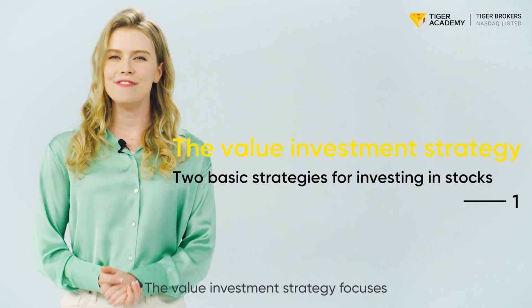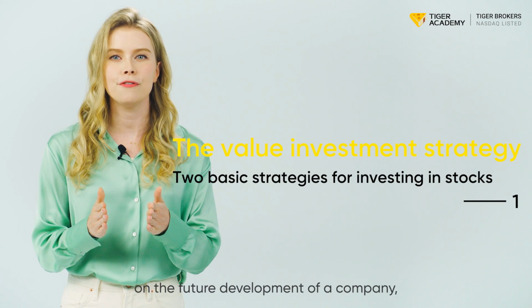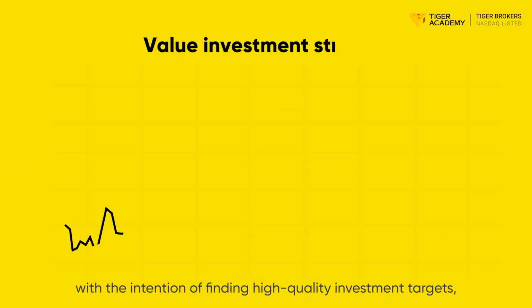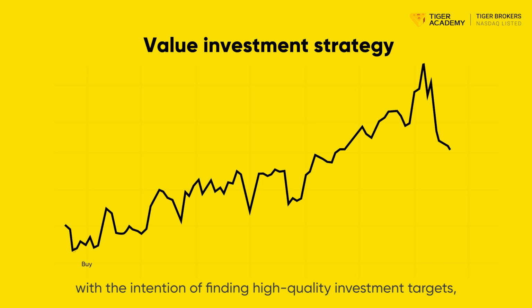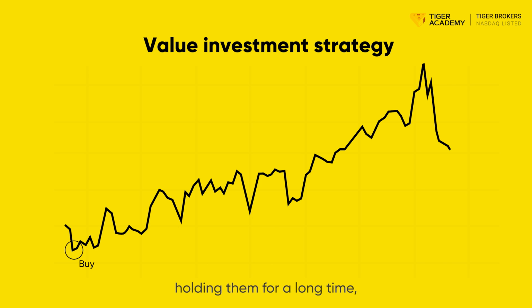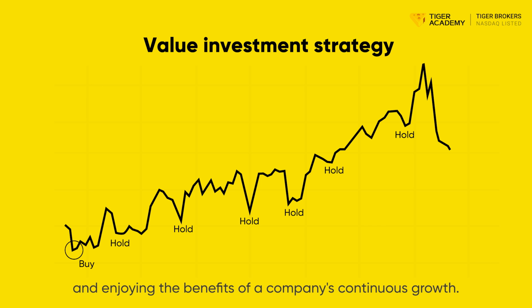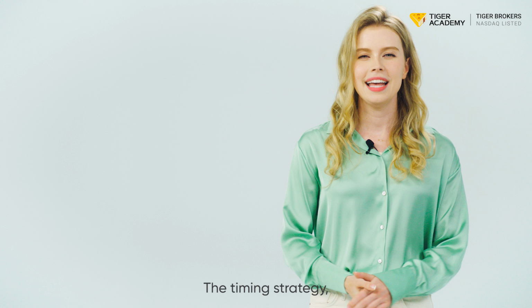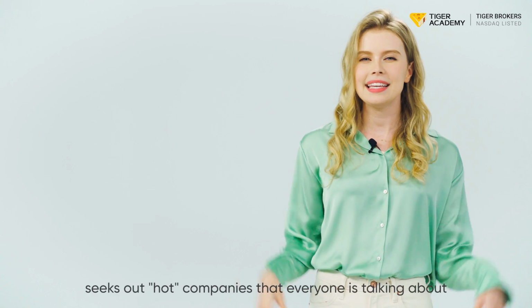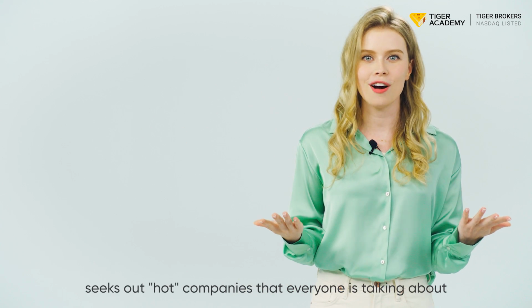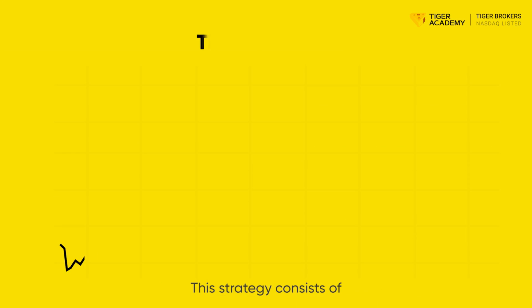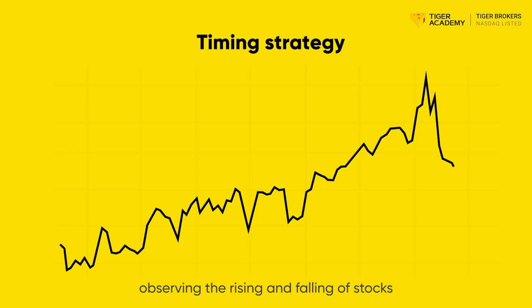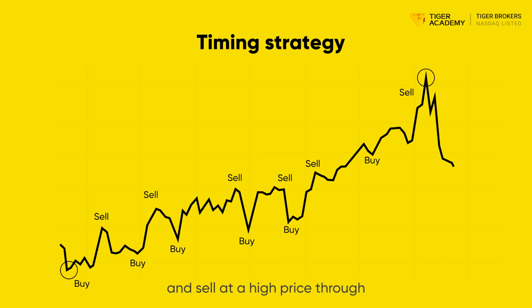The value investment strategy focuses on the future development of a company with the intention of finding high-quality investment targets, buying them at a reasonable price, holding them for a long time, and enjoying the benefits of a company's continuous growth. The timing strategy, on the other hand, seeks out hot companies that everyone is talking about and holding them for the short term. This strategy consists of observing the rising and falling of stocks in order to buy at a low price and sell at a high price through what is called technical analysis, thus earning the difference in those prices.